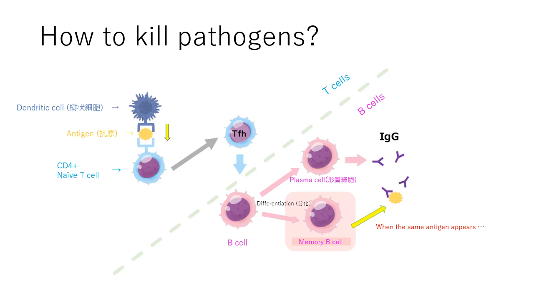These IgG antibodies bind to pathogens and suppress their activity. Additionally, they enhance the uptake of these pathogens by leukocytes, called opsonization. This is how inactivated vaccines kill pathogens, and this is called humoral immunity.